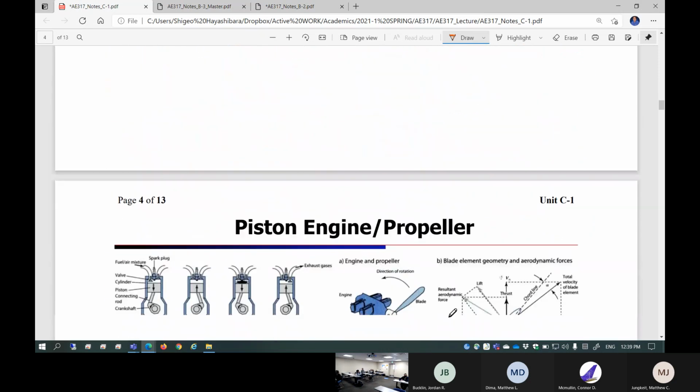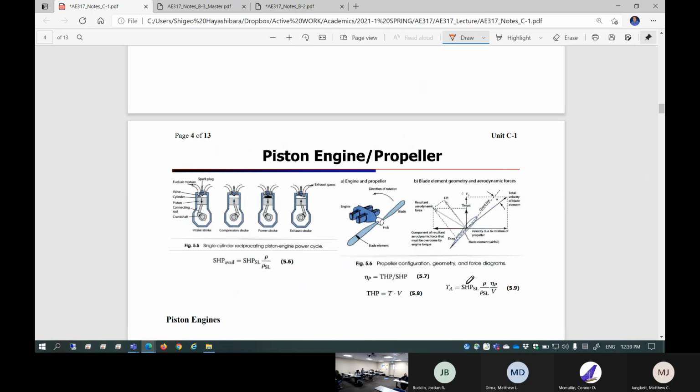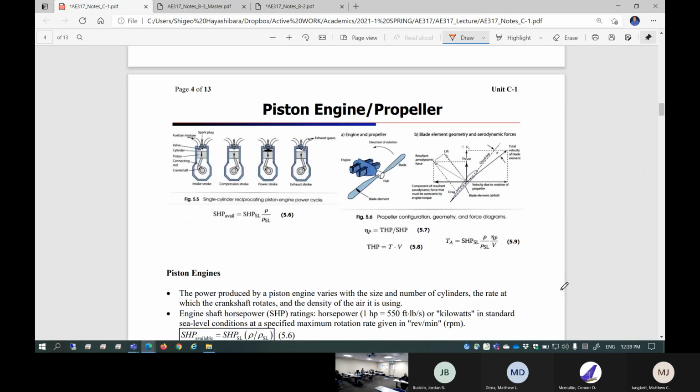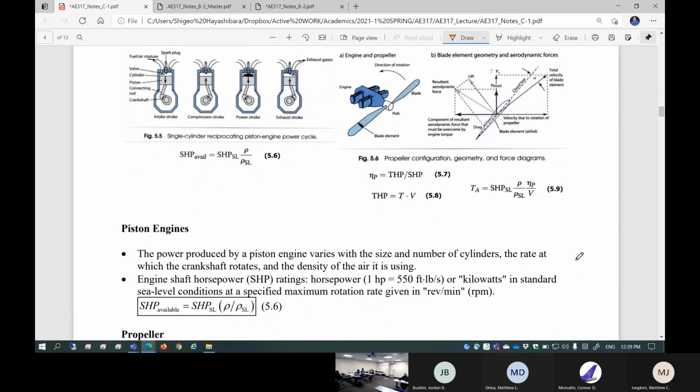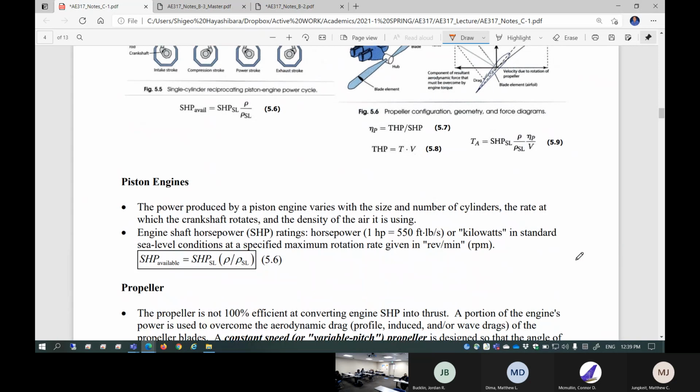All right, next page. Let's take a look at each type of propulsion system one at a time. First one is piston engine and piston propeller. Those are usually a combination of those two. The power produced by a piston engine depends on the size and the number of cylinders.